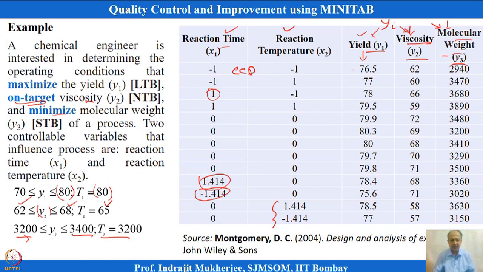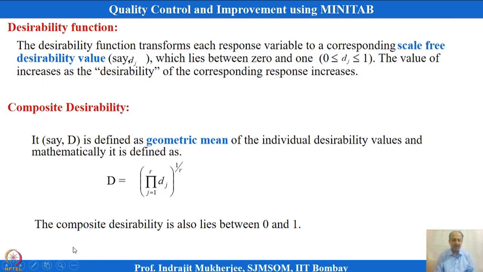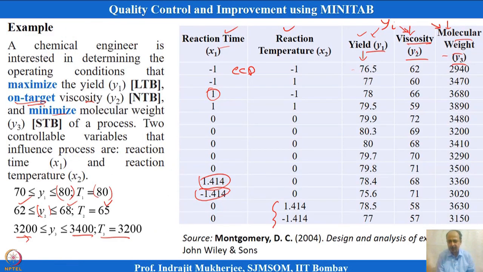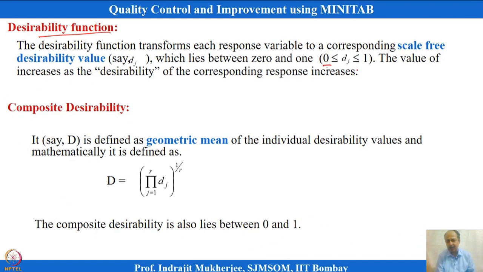So this is the problem statement that we have on hand, and you can create the CCD design and then enter the data that is given, yield, viscosity and molecular weights. We can create that, and how to analyze that in Minitab is important. For this, Minitab uses a desirability function approach. What it will do is that the response values that you are getting will be converted into desirability values, which lie between 0 and 1.